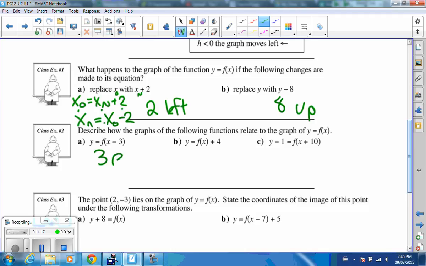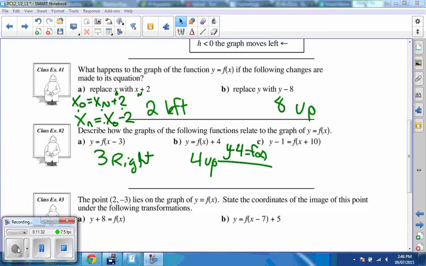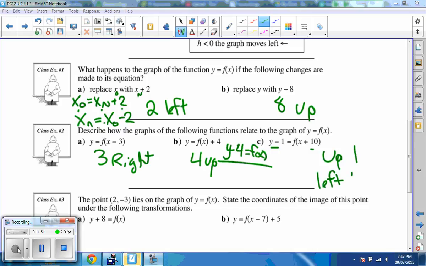This is going to be 3 right. This is going to be 4 up. Again, I would do it like this. Y minus 4 equals f at x. And that's going to move it that 4 units. All right. So here I have y minus 1 and x plus 10. That's going to move up 1 unit. Up 1 and left 10.